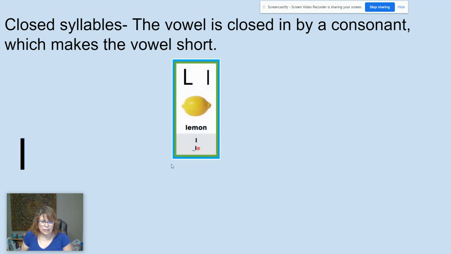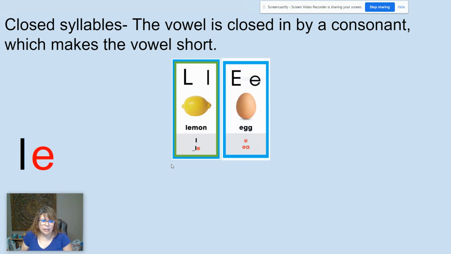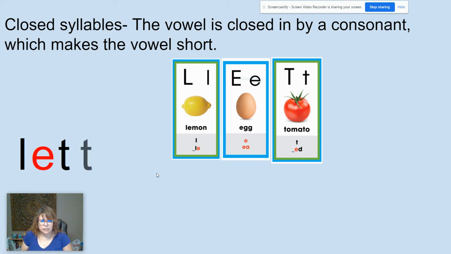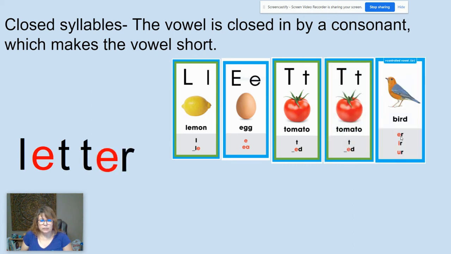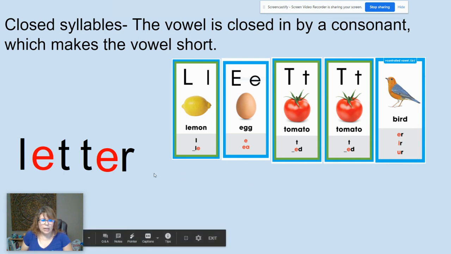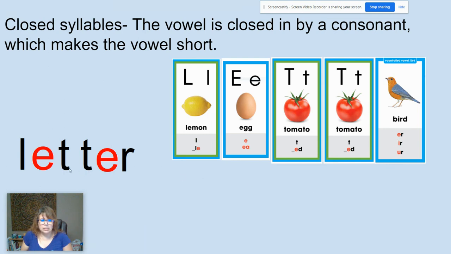Our next word is letter. L, like a lemon. E, like an egg. T, like in tomato. T, like in tomato. R, like in bird, as you see in the first spelling. Now I do have the two consonants that are identical, the same, they're alike. So I already know I have a vowel sound and then another one. So I'm going to separate between the two consonants because I have the pattern vowel, consonant, consonant, vowel.